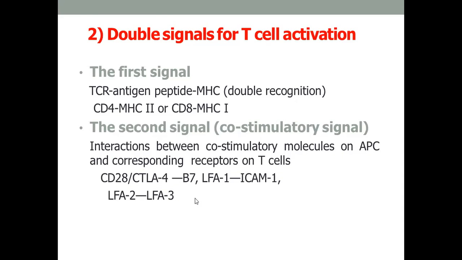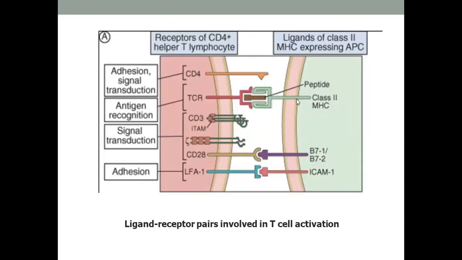These are the different receptors on the T cells that can act as second signals. So you can see this interaction between the CD4 cells and the T cell receptors. Here you can see the receptors of the helper T lymphocytes: CD4, TCR, CD3 and CD28. And here you can see the ligands of class 2 and its expression. So this is the antigen presenting cell.